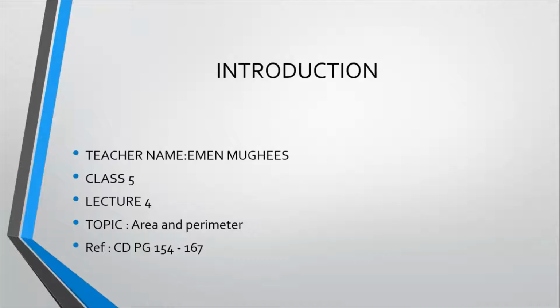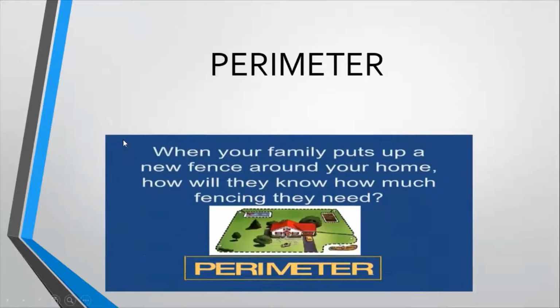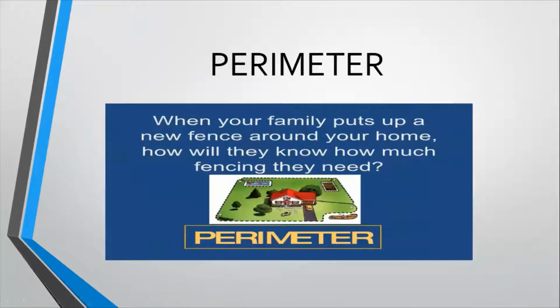Now coming to the next slide, and that is perimeter. Today we are going to start the topic, that is perimeter. Children, whenever you have to make a boundary of anything, whenever you have to fence anything, fencing means you put some hurdle, you put some boundary around your area. That is known as fencing. Whenever you are doing it, you have to measure all four sides of the shape.